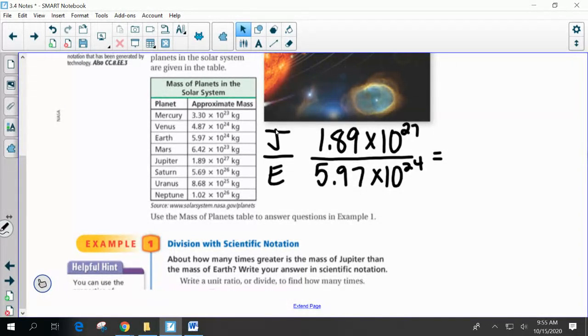Yep, 1.89. That's what I meant. And what do you get when you divide? 0.31658, so we could round up maybe to 0.3166. And then how do you divide exponents if they have the same base? Subtract them. So we're going to take the 27 minus the 24 and get 10 to the third.